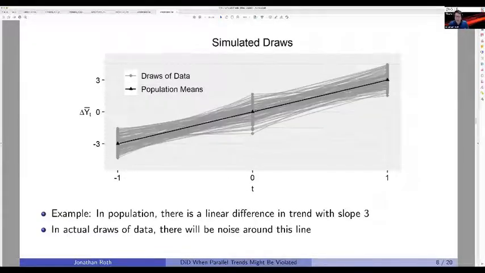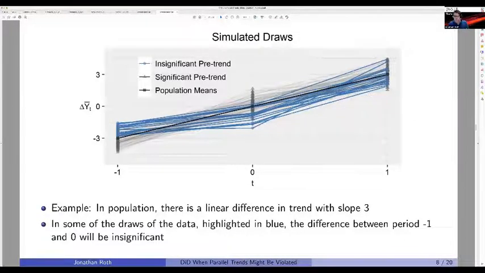But of course, if we actually estimate this in data, we don't get exactly the black line because we have some sampling variation in our data. So we get something that looks like one of these gray lines. So I've just simulated this something like 1,000 times, and I've plotted the 1,000 gray lines that we would get for the difference between the treatment and the control group in each of these periods.